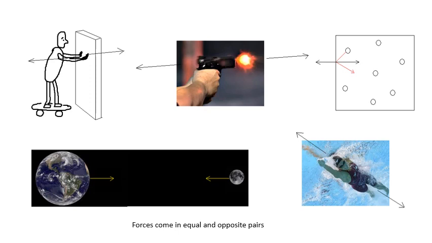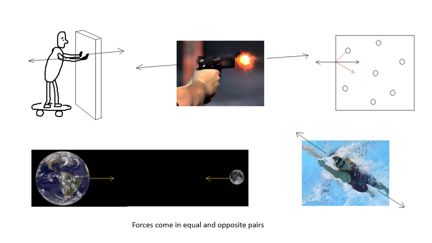Okay, so starting top left, imagine you're that person on a skateboard, and if you push the wall, the wall pushes you, and what are you going to do? Top middle, the force on the bullet pushing the bullet forward as the gun is fired, there's a force on the gun pushing it backwards. If you don't hold the gun firmly, you could break your wrist. Top right, when you do thermodynamics, particles in a gas bouncing against the walls of the container, there's a force on the particles, there's a force on the wall, and that produces the pressure.